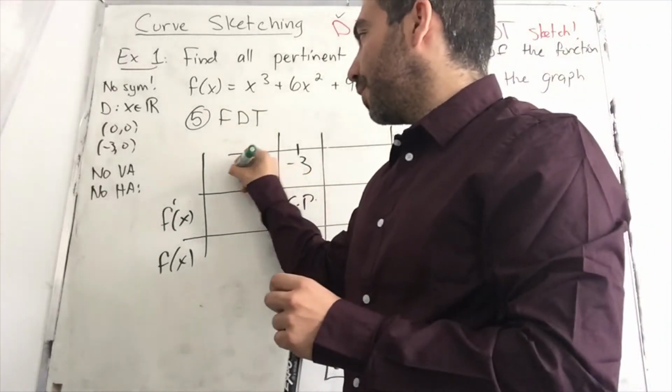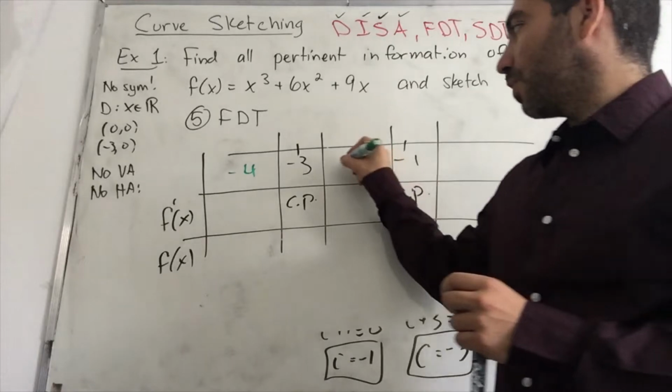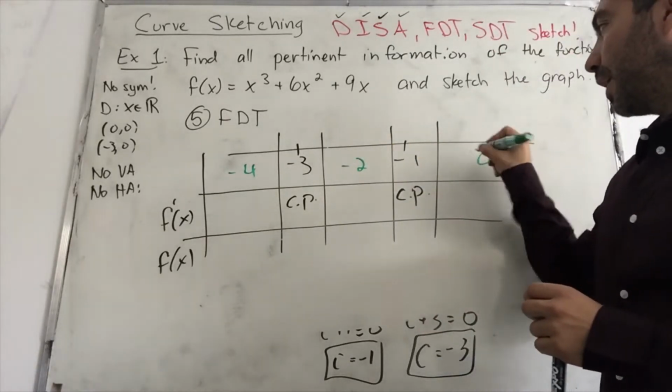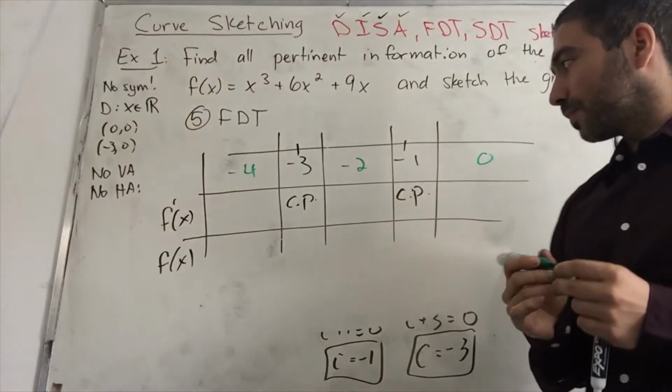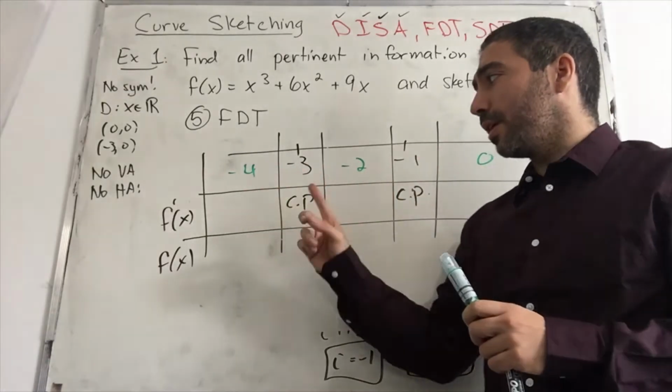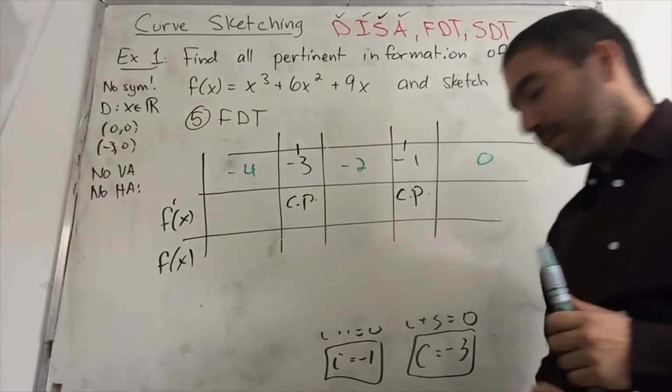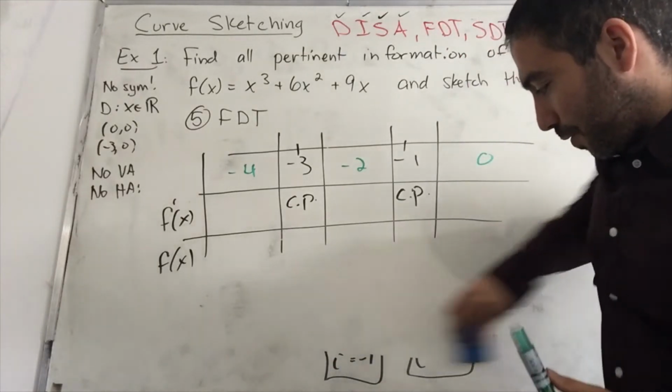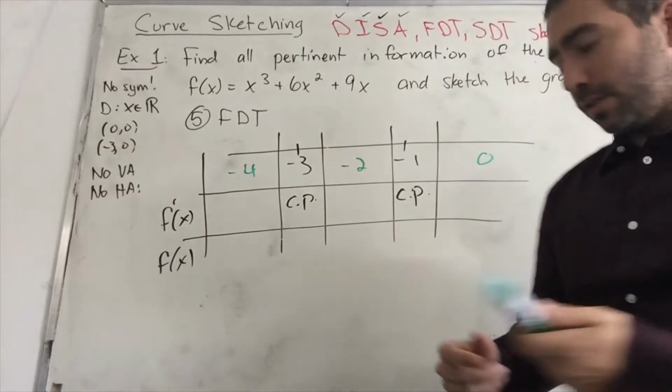To the left of negative 3, we'll take negative 4. In between negative 3 and negative 1, let's take negative 2. And bigger than negative 1, we'll take 0. Okay, so let's go test these points. The values in green are our test points, and we'll plug them into the first derivative. Again, I shouldn't have erased the first derivative. Let's put it back on the board.